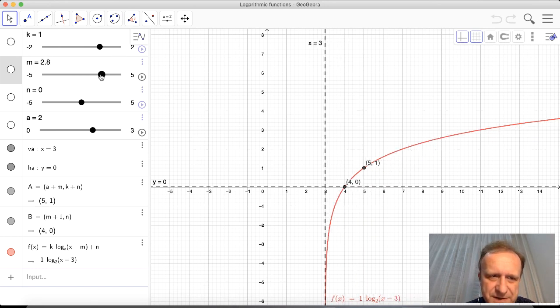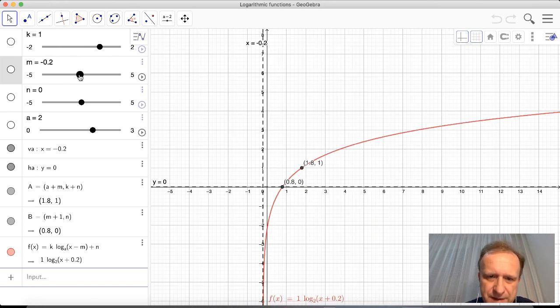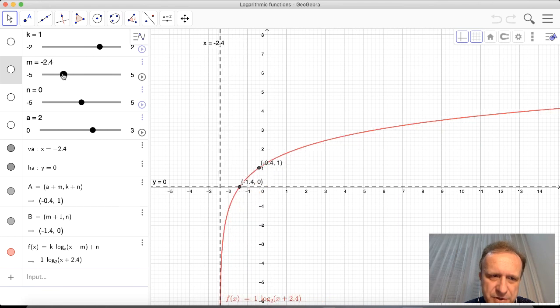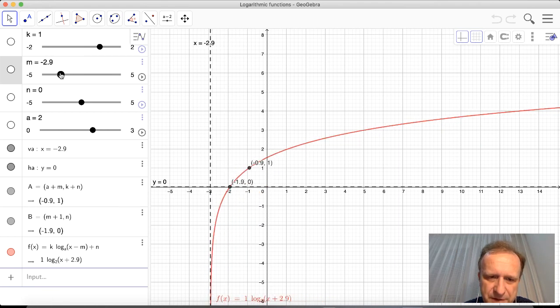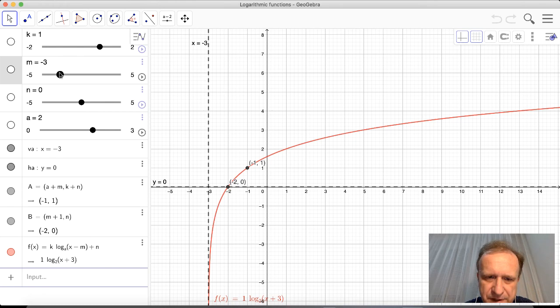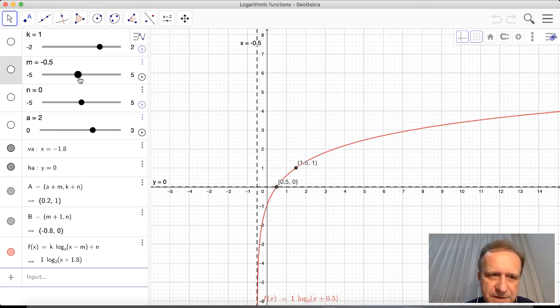If I decrease m below 0, then I get translation to the left. For example, if m is -3, the whole thing is translated by 3 units to the left. Okay, so this was the effect of m.